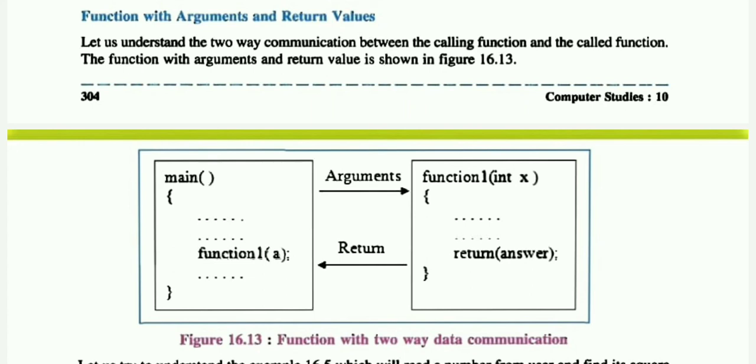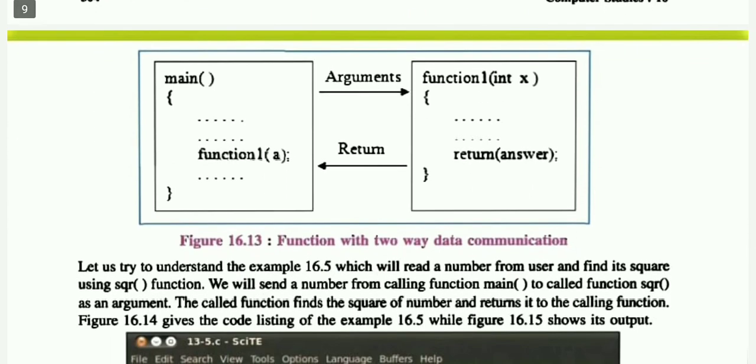So now let us understand the example here, that will read a number from the user and find its square using a square function. And we will send a number from a calling function main to the called function square. So in main we are calling the function square, and we will send the input from our calling function to our called function, means to square, as an argument. Then the called function finds the square of a number and returns it to the calling function.